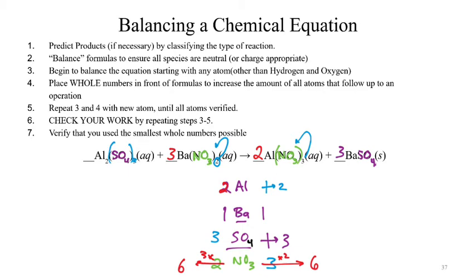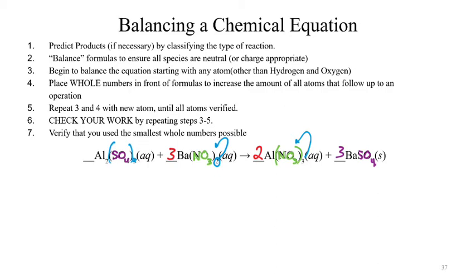Step 5. Check your work. How many aluminums on the left? 2. Oh, I didn't put that 2 in there last time, did I? I erased that. How many on the right? How many sulfates on the left? Good eyes. 3 on the right. How many bariums? That 3 applies afterwards. Since the barium is after it, there's 3 on the left, on the right.